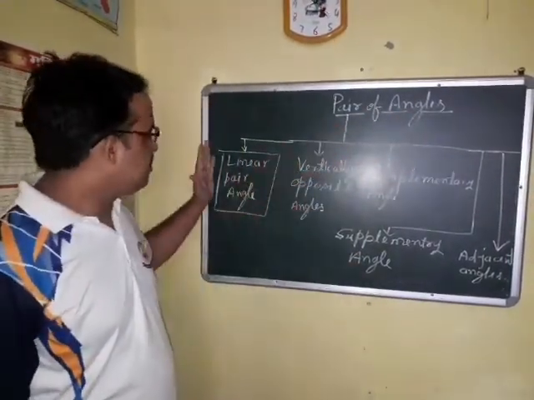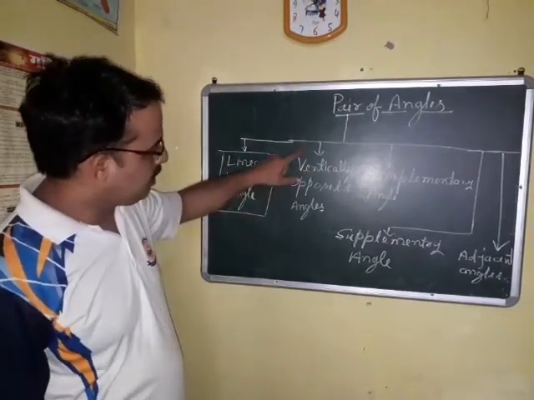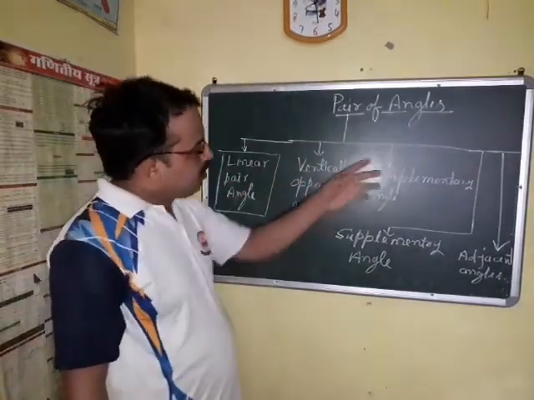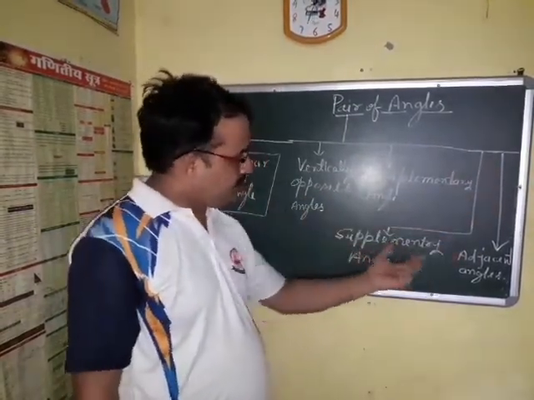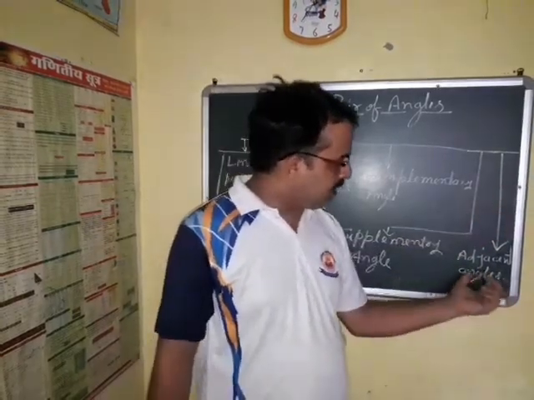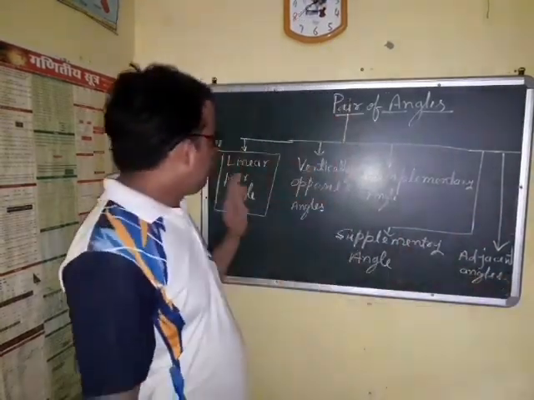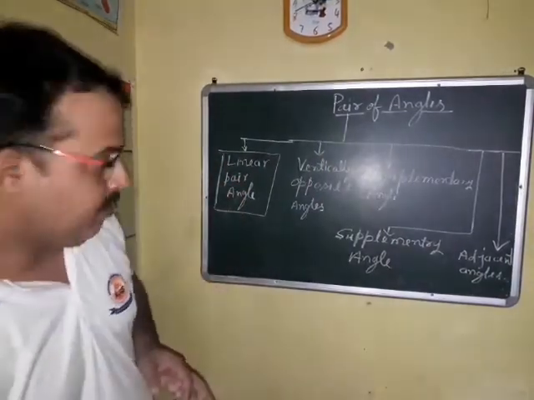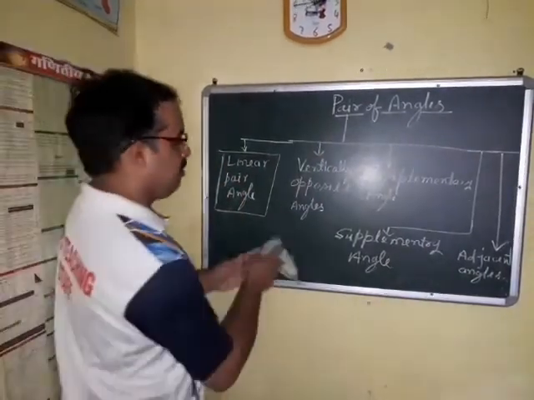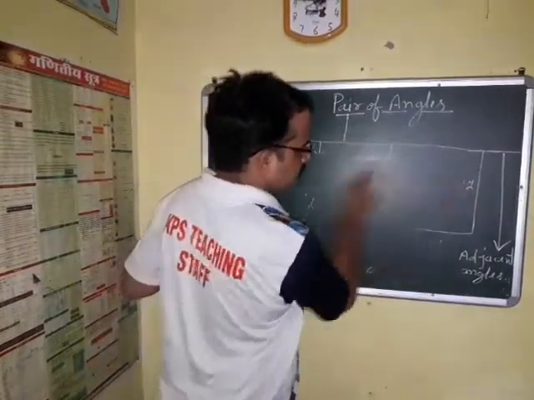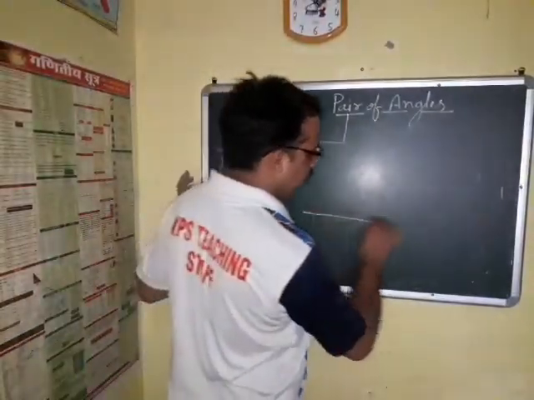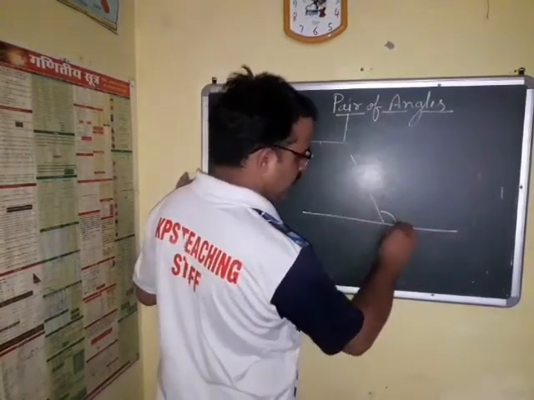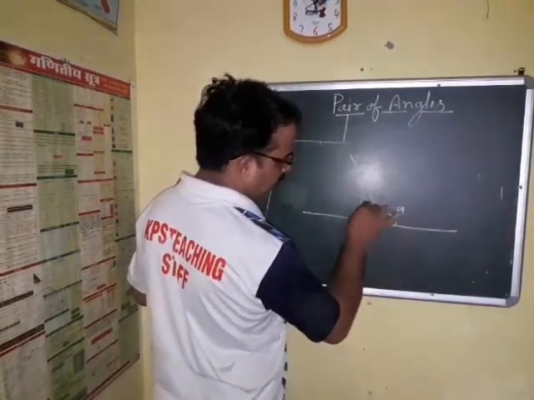Pair of angles: first one is the linear pair angle. Second is vertically opposite angles. Third one is complementary angle. Fourth one is supplementary angle. And last is adjacent angle. First we discuss here the linear pair angle. Linear pair angle, look at this angle A and angle B.